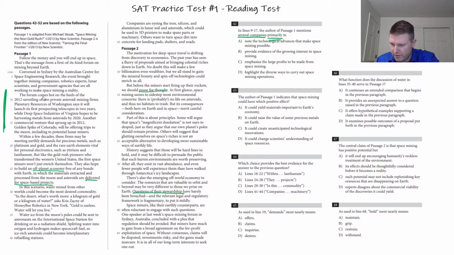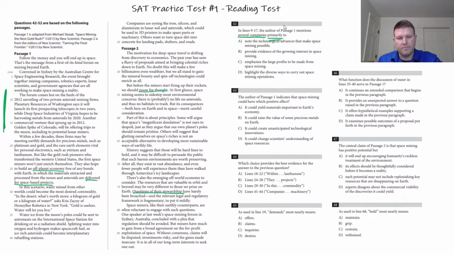So if you're looking, the forum comes hot on the heels of the 2012 unveiling of two private asteroid mining firms. Planetary Resources of Washington says it will launch its first prospecting telescopes in 2 years, while Deep Space Industries of Virginia hopes to be harvesting metals from asteroids by 2020. Another commercial venture that sprung up in 2012, Golden Spike of Colorado, will be offering trips to the moon, including to potential lunar miners. So if you just commonsensically ask why he is throwing out all these company names, he's just saying the idea of space mining is gaining a lot of traction, right? So there's a lot of people who are looking into it.